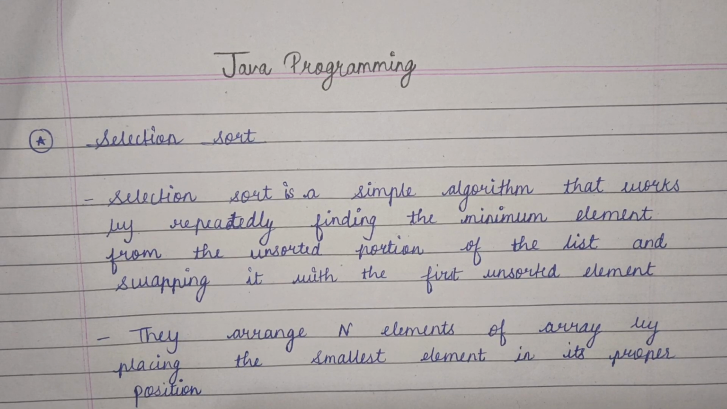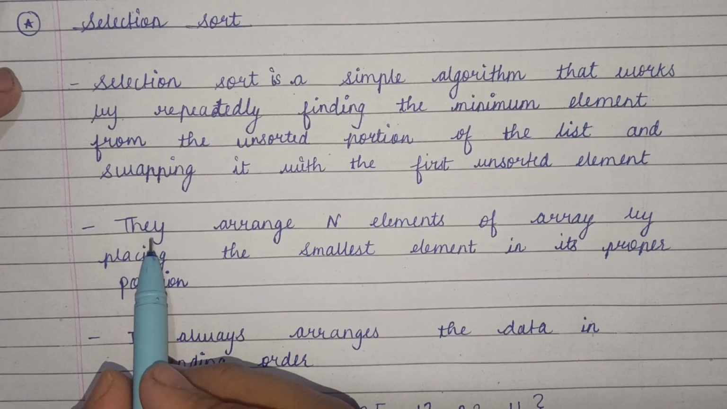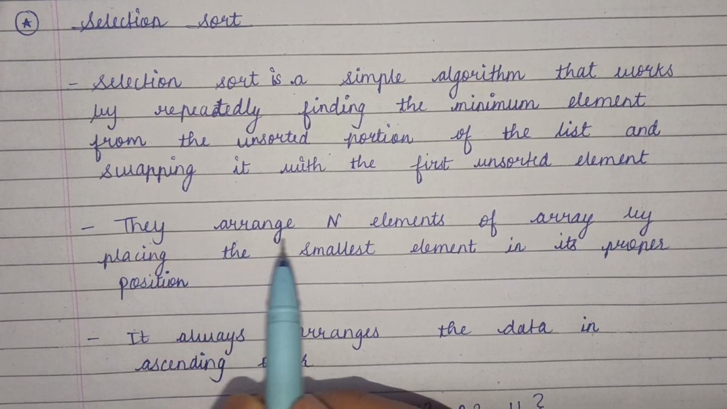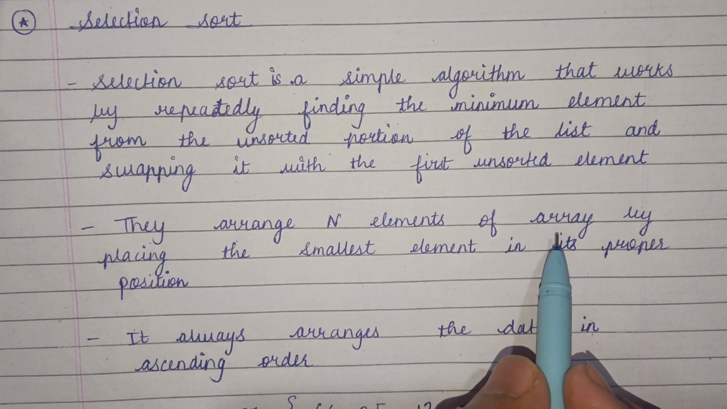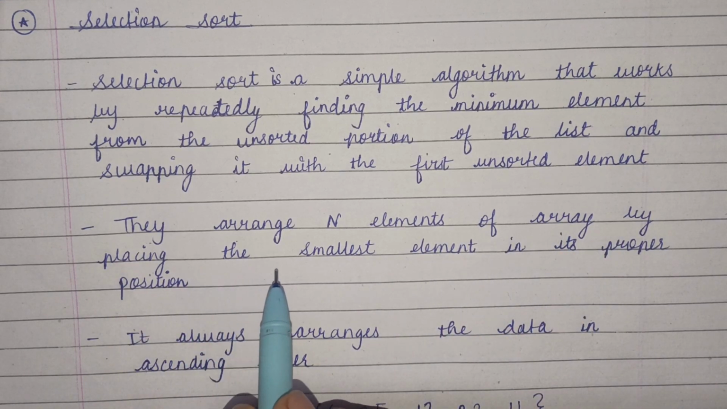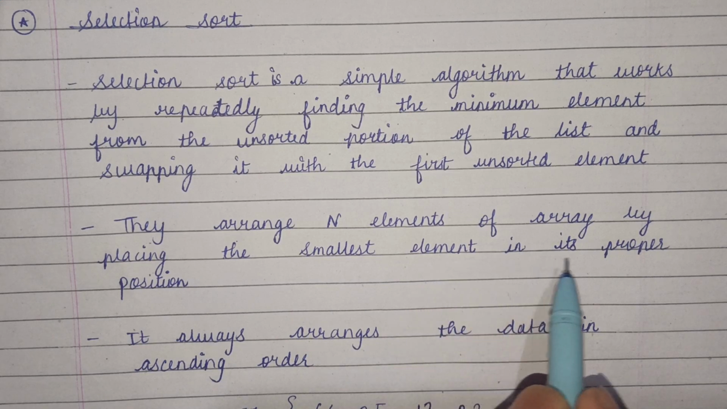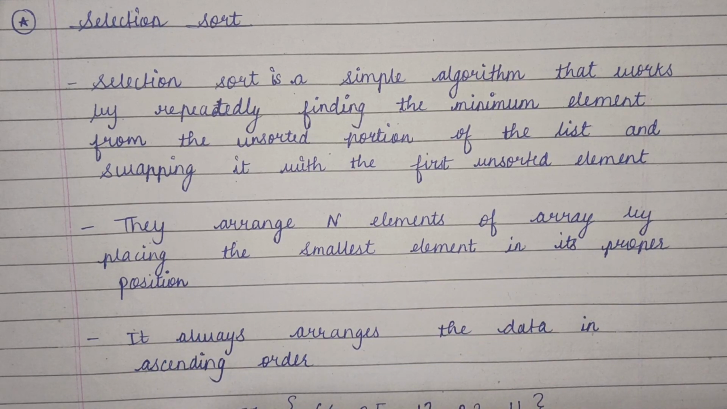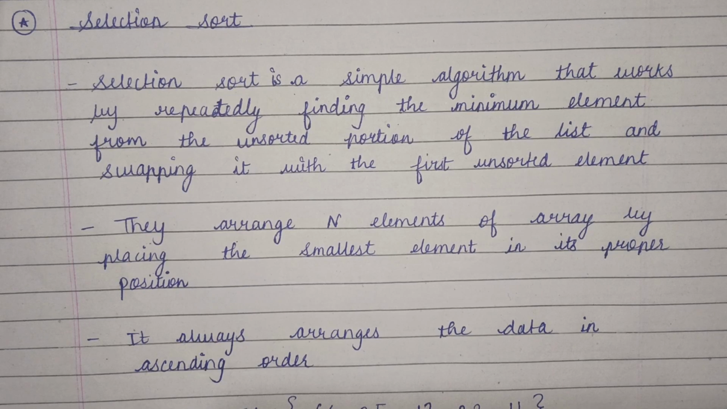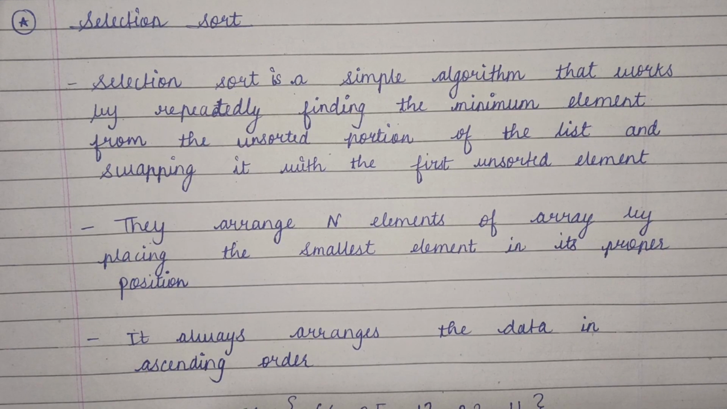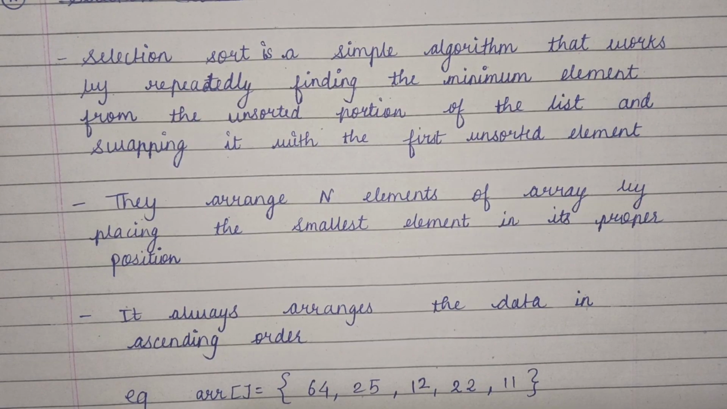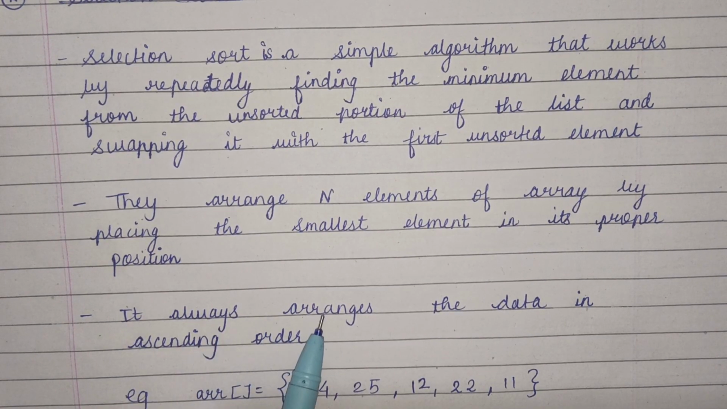the first unsorted element. Okay, next point: it arranges n number of elements of an array by placing the smallest element in its right position. It takes the smallest element and swaps it until it is placed in its right position. So the next point is it always arranges the data in ascending order.